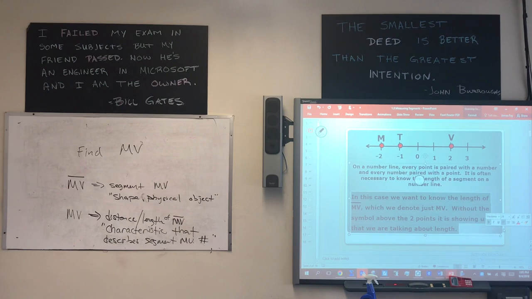And that's important because on the exam, they're not going to say in English words, find the length of segment MV. They're just going to say find MV. And it's going to be understood that you know what to do with that. Okay? And I think half the battle in this course is being able to read the notation, understand what they're implying with that notation.